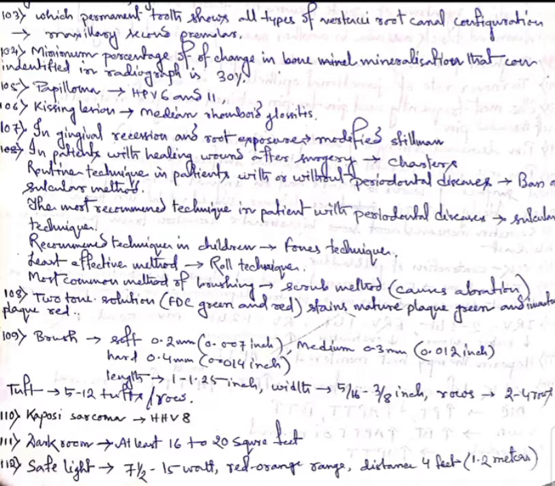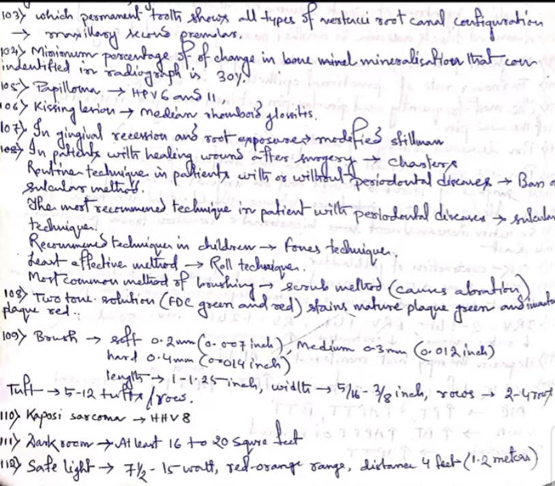Which permanent tooth shows all types of Vertucci root canal configuration? It's maxillary second premolar. So maxillary second premolar, it shows almost all types of Vertucci root canal configuration.